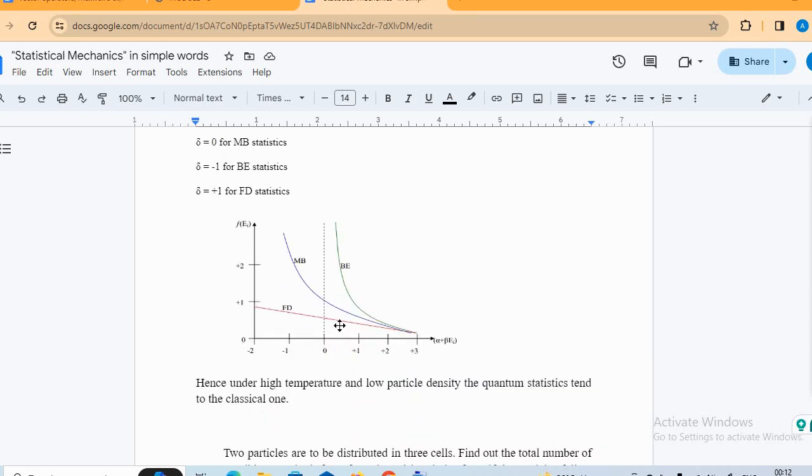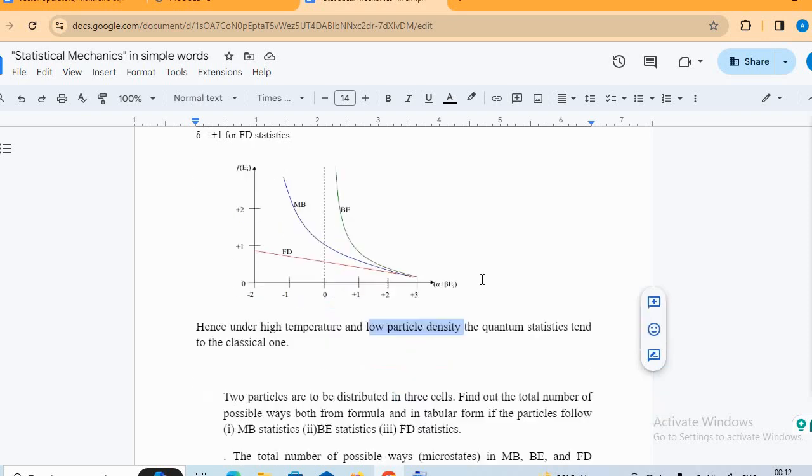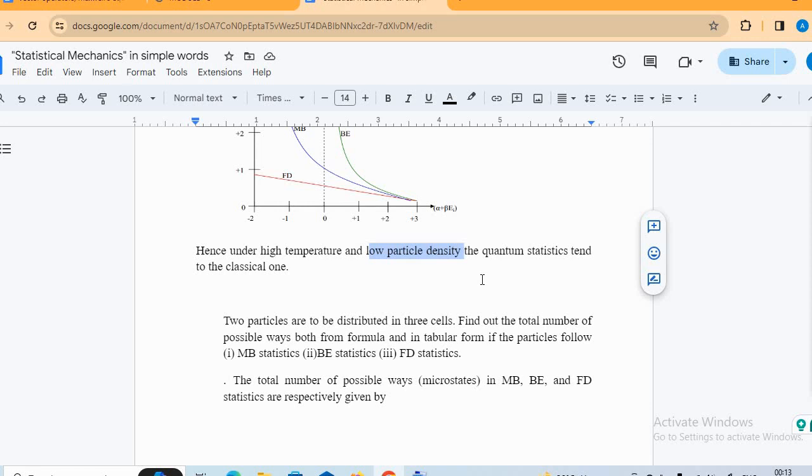But if you see this particular curve, when the alpha plus beta value, or one can think of the temperature, is very, very high, then the distribution functions are almost similar at very high temperature. So one can think that at high temperature and low energy density, the quantum statistics tend to the classical. So, in that sense, classical statistics is not wrong, but it has its limitations. We can make some approximation to get the classical system.